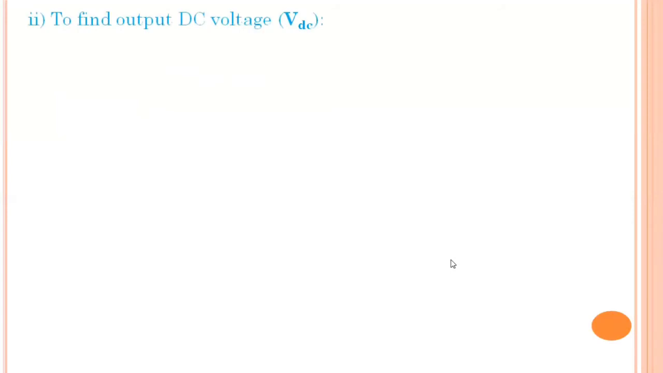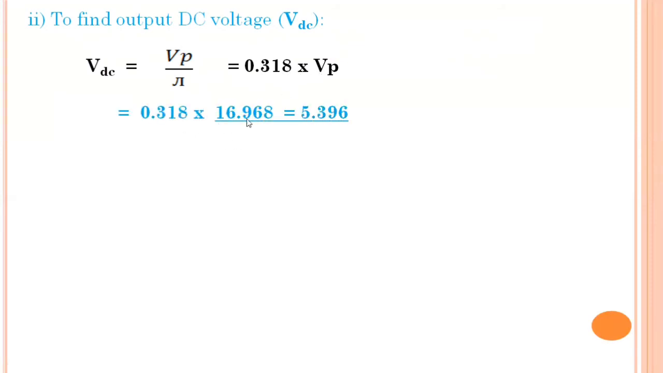Then come to the next one. To find the DC output voltage, what is the formula? For the half wave rectifier, the DC voltage is given by peak voltage upon pi, 0.318 times Vpeak. We have got the peak voltage already, that is 16.968. So into 0.318, the resultant DC output voltage will be 5.396, or you may write 5.40 if rounding up, no problem in the exam.